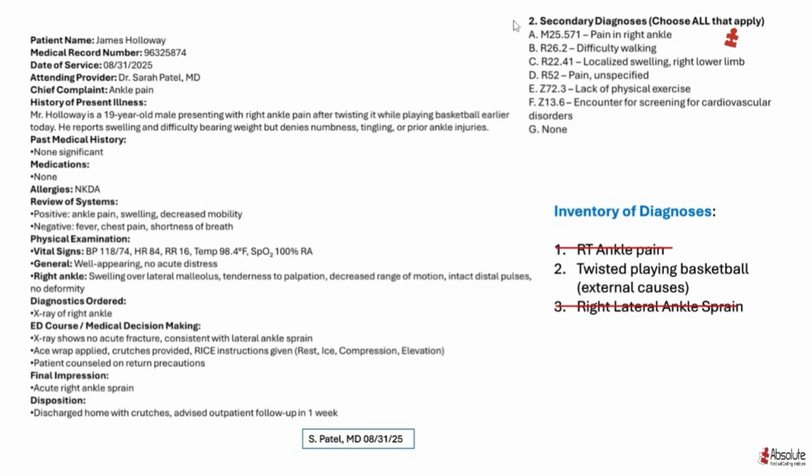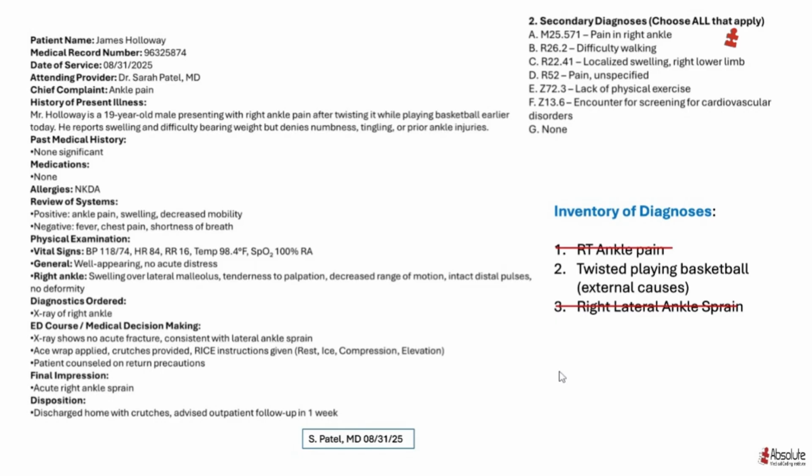And now I'm going to read my answers. All right. So A, M25.571, this is pain in right ankle. Not going to code it because it's integral. R26.2, difficulty walking, we're not going to code it. R22.41, this is localized swelling of the right lower limb. R52 is pain, unspecified. Z72.3, lack of physical exercise, they're making it up. Z13.6, encounter for screening for cardiovascular disorders, or G, none.